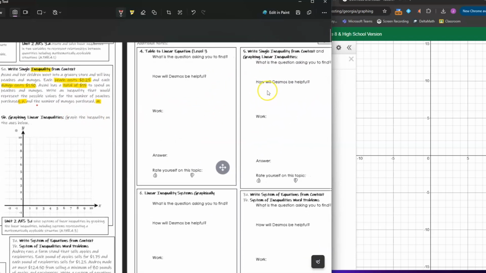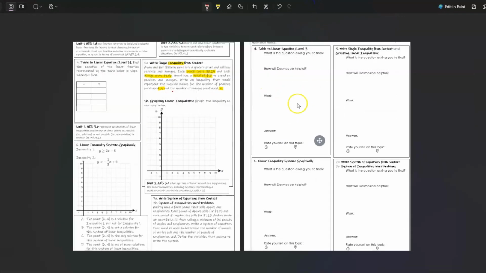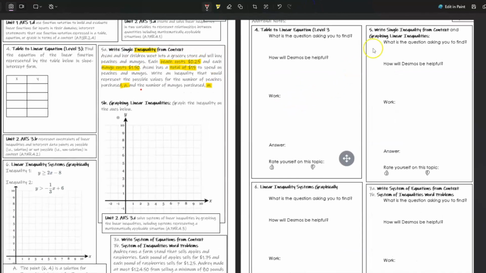Okay, so actually, let me see if I can make it fit because I don't need the calculator in this one. All right, so over here, it says, what is the equation asking you to find? Write a single inequality. So you can just write that down, okay? How will decimals be useful? It won't. So NA means not applicable.